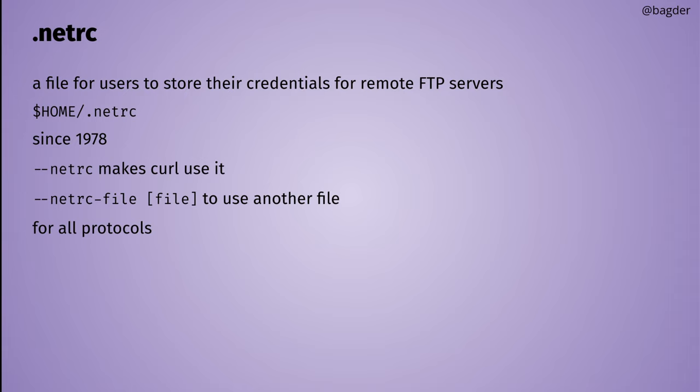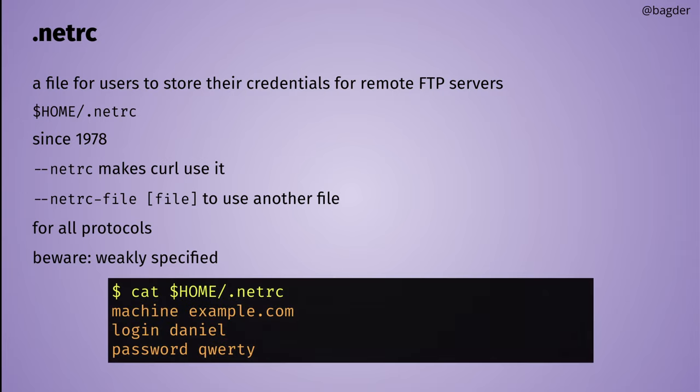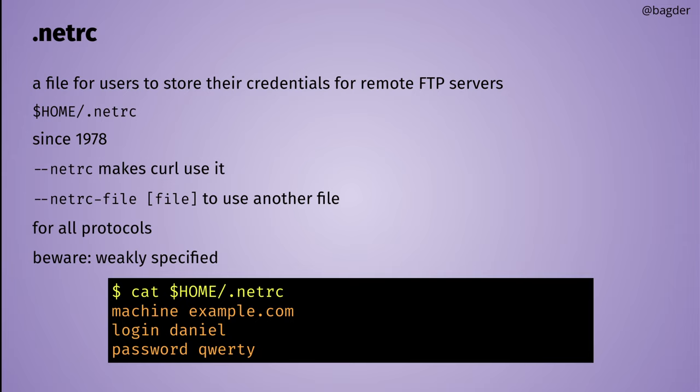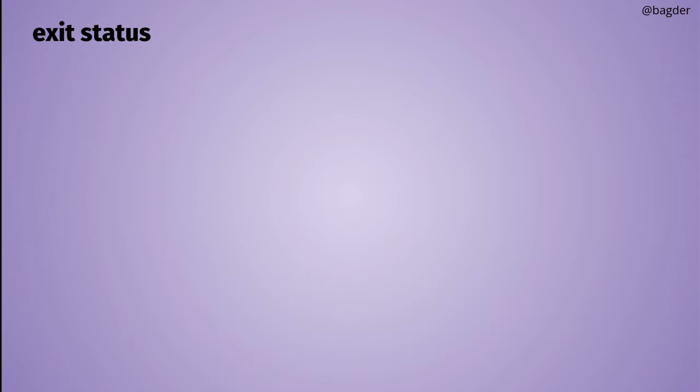And it works for all protocols for curl, and it's actually very weakly specified. I call it a standard. I don't know, it's not a standard. It's more of a habit, or a lot of implementations use it. But there are different interpretations of how to parse everything, so it might not work perfectly interoperably between tools. Anyway, this is how it looks. This is credentials for logging in when you access the machine example.com. Machine, login, password. Easy peasy.